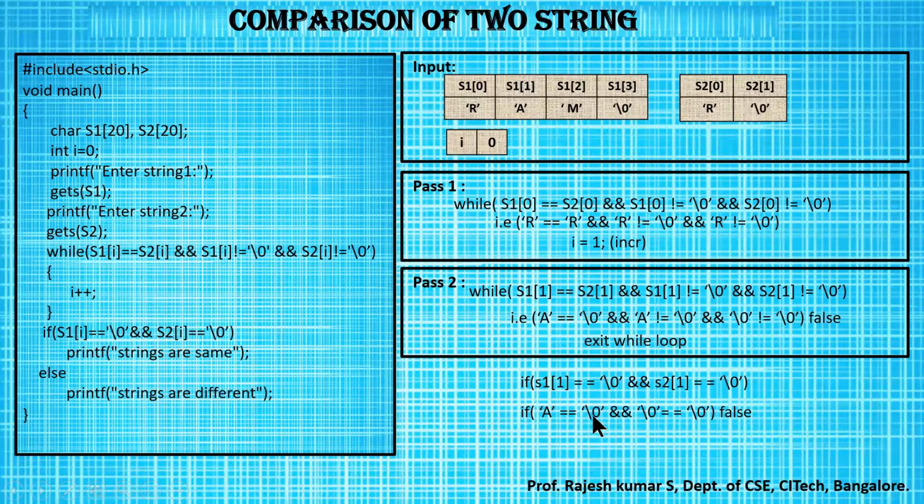What is S1 of 1? A. Is A double equals to null? No. This indicates that there are elements still present in the S1 array. And this indicates that we have reached the end of the S2 array. So in this condition, we tell that it is false, because only S2 has terminated. In the S1 array, there are still characters to be read. So we'll be printing that the strings are different. This is how we have to trace a program in order to check whether the strings are the same or different.